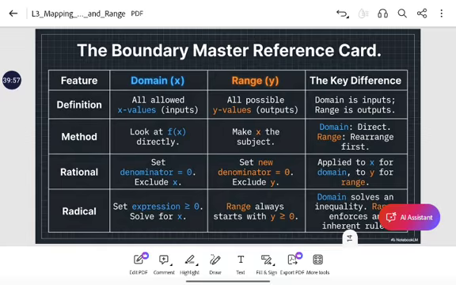Okay, so pause the video and go through this summary.